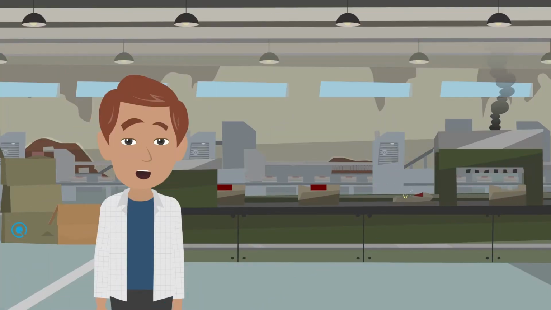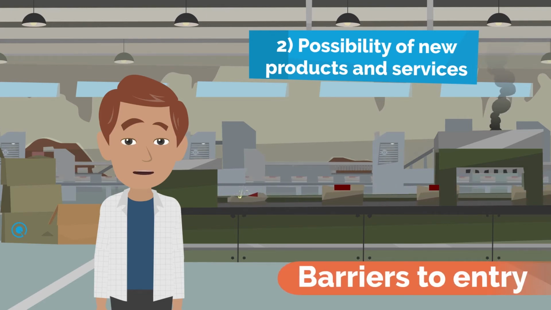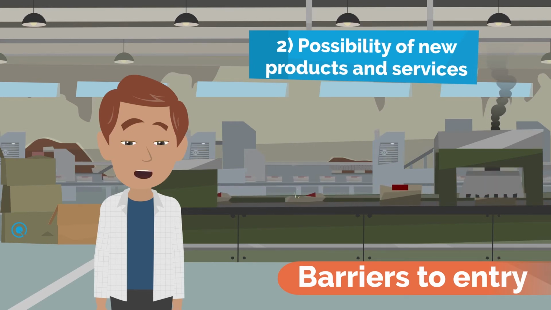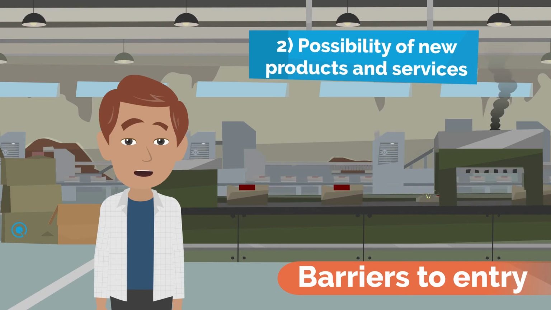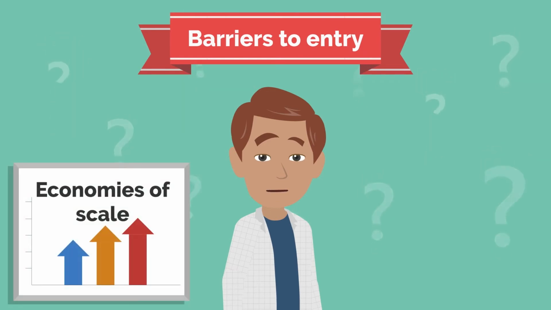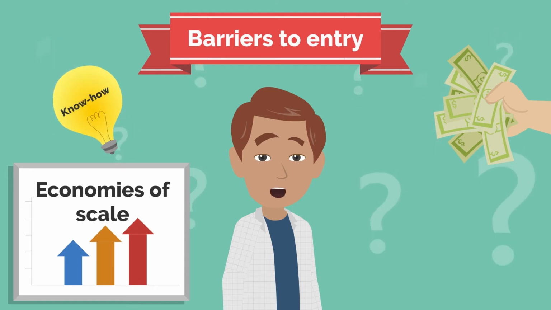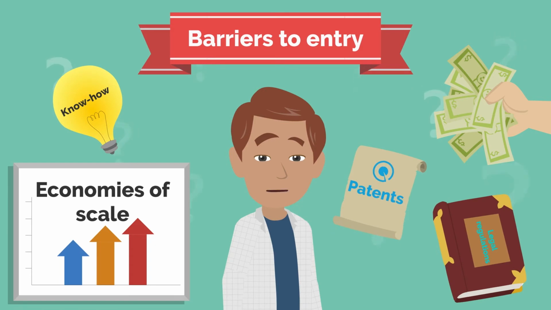The second element of the model is analyzing the possibility of new products and services emerging on the market. This possibility is bound with the concept of barriers to entry, which determines the ease with which a new company can enter the market. Naturally, the fewer barriers to entry there are, and the lower they are, the faster and easier it will be for new players to build market shares. Example barriers to entry include economies of scale, large inputs necessary to operate in a sector, the need to have specialized know-how, or extensive legal regulations and patents.